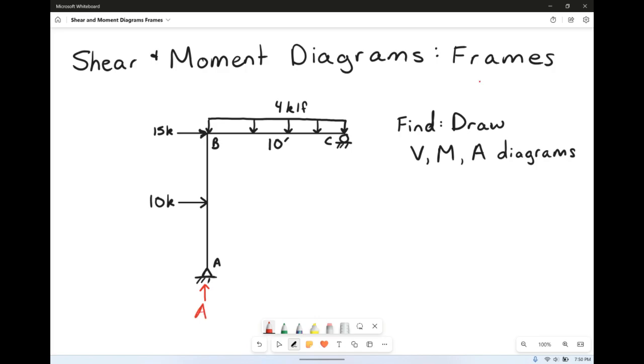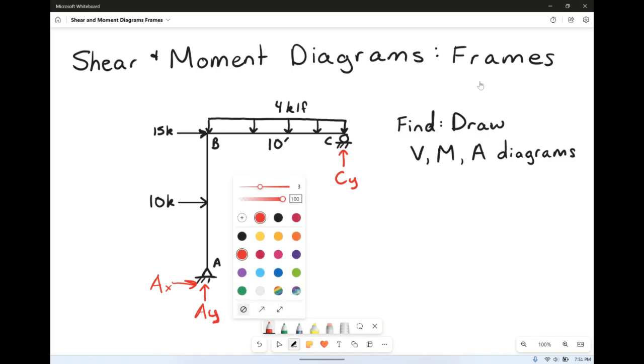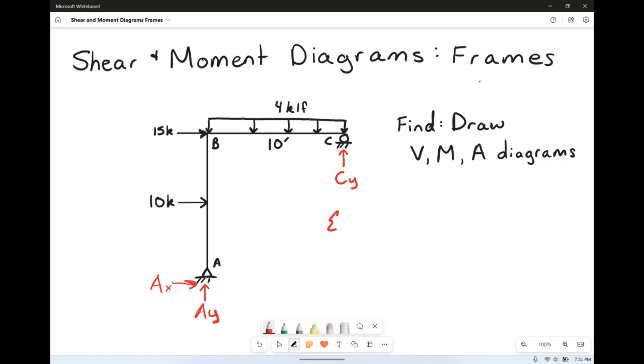Here at A we have AY, and we've also got AX. And over at the roller at C we also have CY. Since this is 3 equations and 3 unknowns, we're going to just go ahead and try and solve for our reactions first. So we're going to start by summing the moments about A and setting it equal to 0, taking counterclockwise to be positive. And we've got CY. CY is going to be going in the positive direction, so CY times his distance to A, which is 10 feet.